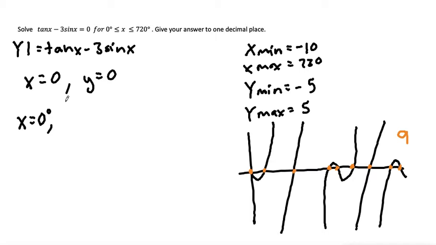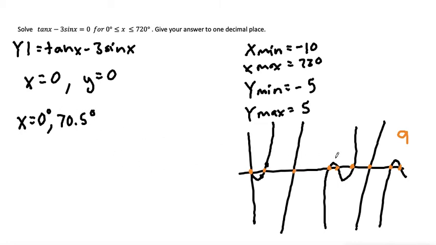So we would hit second calc again and then hit 0 again, and then it'll ask for our next left bound. We want to make sure that our cursor is to the left. So I'm putting my cursor approximately here for the left bound, and then I hit enter, and then I move my cursor to the right of this next point, which would be approximately here, and then I'll hit enter. Then I'll give it a guess, and I try to get it as close to the orange dot as I can, and it gives me that my second solution is 70.5 degrees rounded to 1 decimal place. So that would be my second solution.